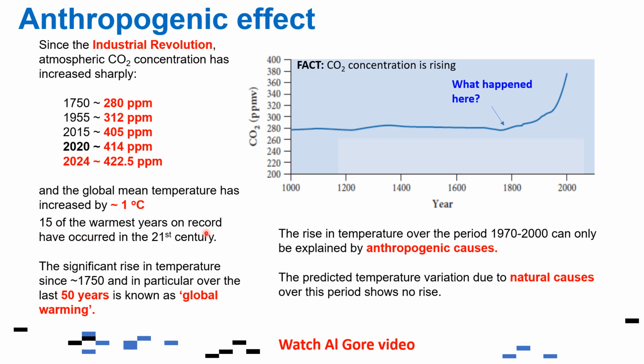So this is a very alarming message that global warming is really real. Climate change is real, and it is evidence-based. As you can see here, there's evidence that population growth and human activities have really made emissions go up very high. And the predicted temperature variation due to natural causes over this period shows no rise at all. This is basically based on the natural phenomenon of the greenhouse effect without the cause of more human activities. But see, here is a different story.